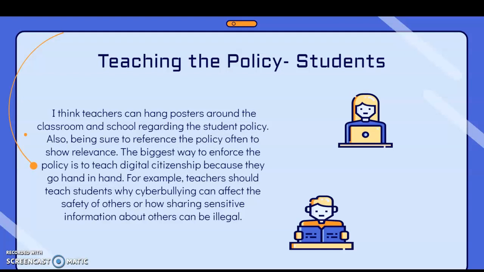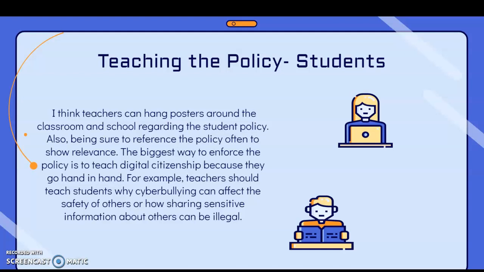One of the biggest ways to enforce this policy is to teach digital citizenship because they actually go hand in hand. For example, teachers can teach students why cyberbullying can affect safety or how sharing sensitive information about others can be illegal.